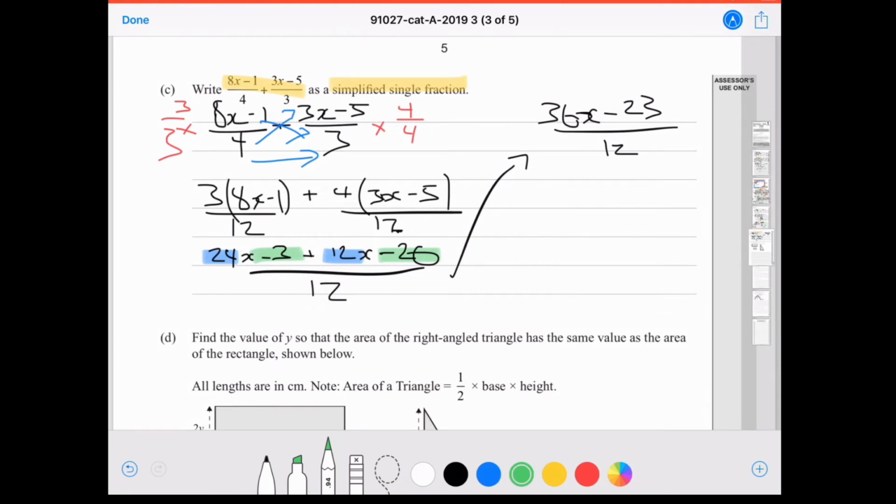A correct solution gets you the merit. And combining into a single fraction, achieved correct arrangement for the numerator or consistent simplification of the numerator gets you the achieved. So let's just say up here probably gets you the achieved. Okay, let's keep going.